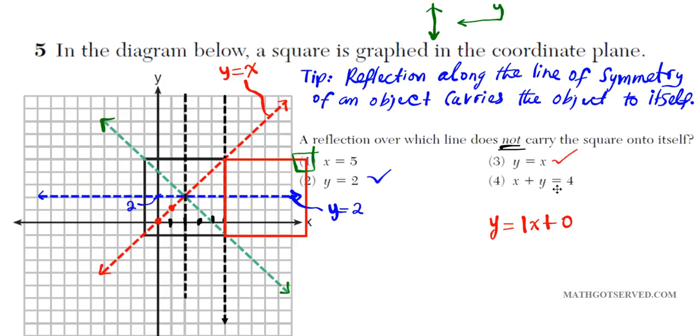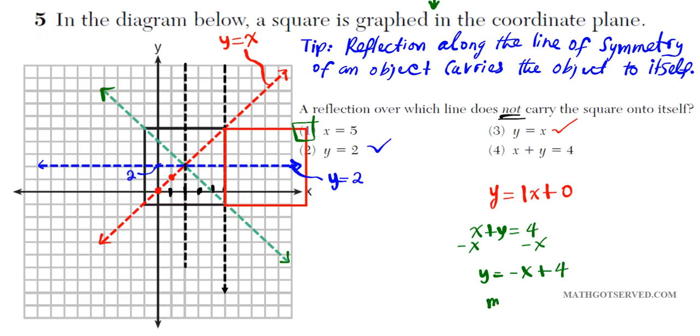Now how about x plus y equals 4? Let's take a look at that. In order to make this easy to graph, I will get y by itself. Okay, so we subtract x from both sides, and we have y equals negative x plus 4. Now, if I want to graph this line, I just need the slope, which is m, the coefficient of the x, negative 1 over 1, and b, the y-intercept, which is 4. Let's go ahead and graph this line.